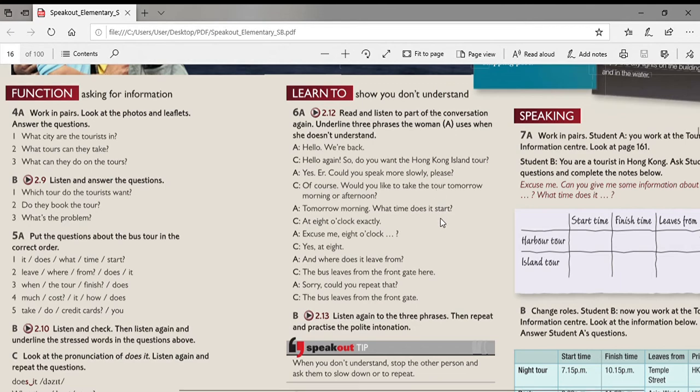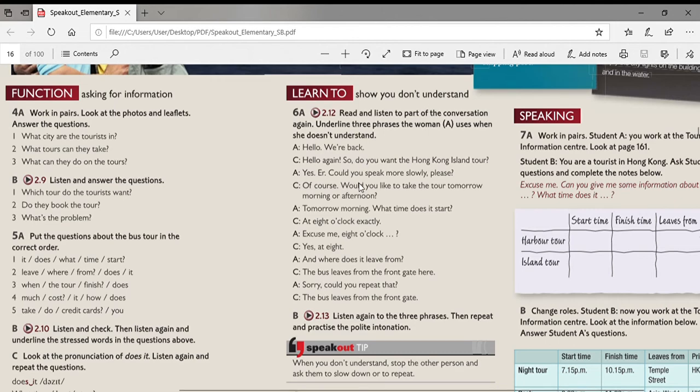The next one. Excuse me, 8 o'clock. So you can ask again. Excuse me means that you don't understand. Is it 8 o'clock or another time? So you say, excuse me, 8 o'clock. It shows that you don't understand. And the last one, sorry, could you repeat that? So you ask for repetition of information. In this case, you will understand better. So the third phrase that shows that you don't understand is, sorry, could you repeat that?